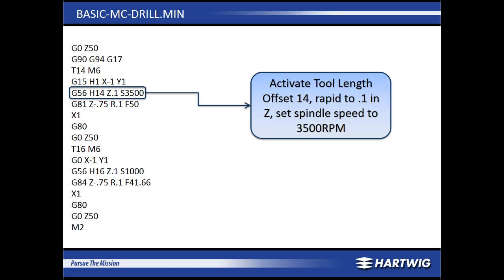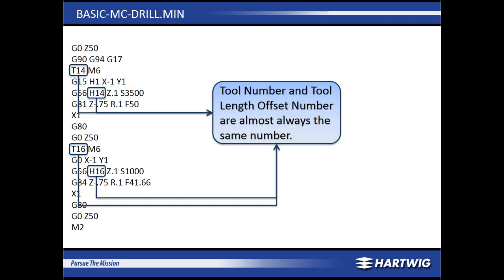After we position to our start point in X and Y, we want to move to our start point in Z. To do that, we will activate our tool length offset while we are rapiding to 100 thousandths above the work, and we are setting our spindle speed to be 3,500 RPM. We are not, if you will notice, turning on our spindle just yet.